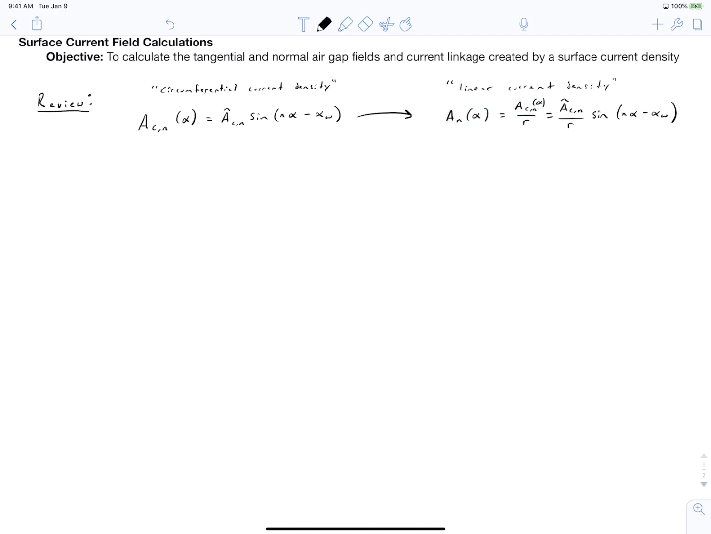In this video, we're going to derive expressions for the fields that are created, both the tangential field and the normal field, and then the current linkage in the normal direction. So let's start with the tangential fields. And this one is easy. We've talked about in a previous video how a linear current density creates a tangential field in the air gap.